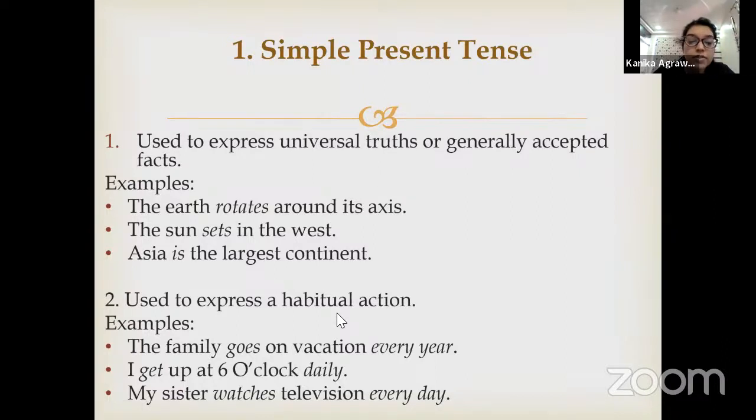Second rule, it is used to express a habitual action. Let's say the family goes on vacation every year. I get up at 6 o'clock daily. My sister watches television every day. So it is used to express a habitual action as well. Any confusion in these two rules? Everyone, please reply. You guys are 52 people, more than 52, I guess.